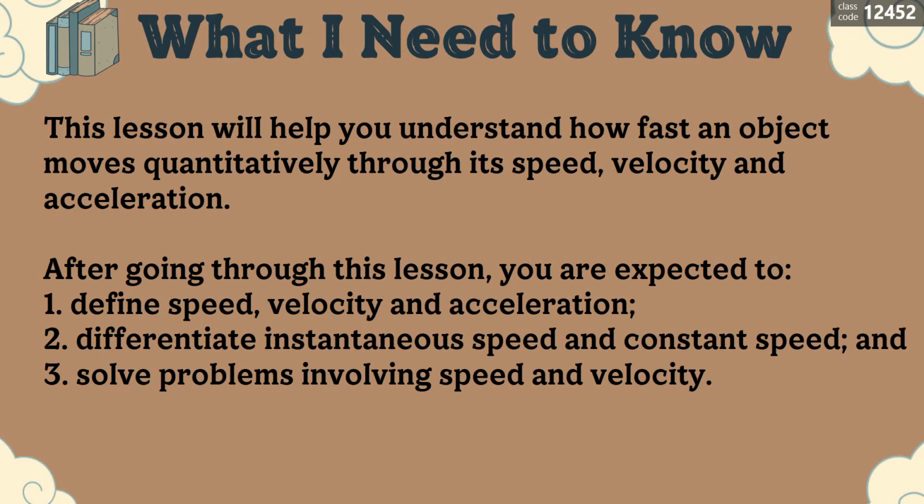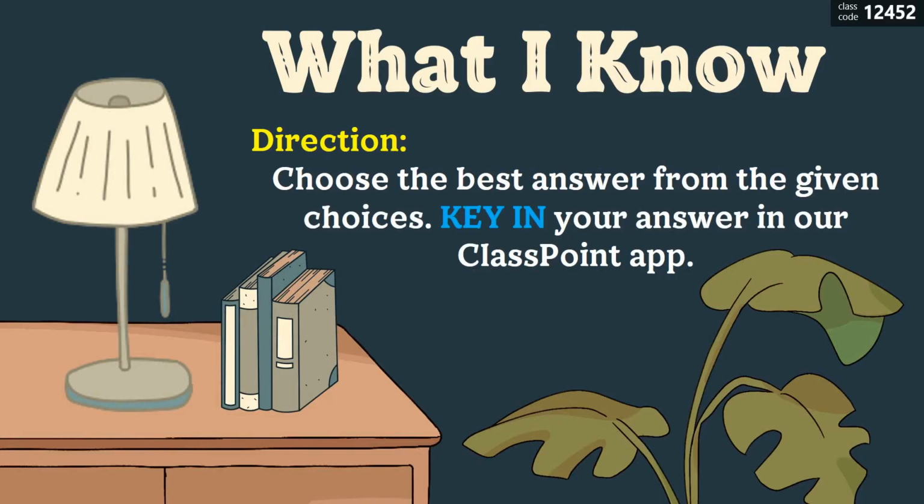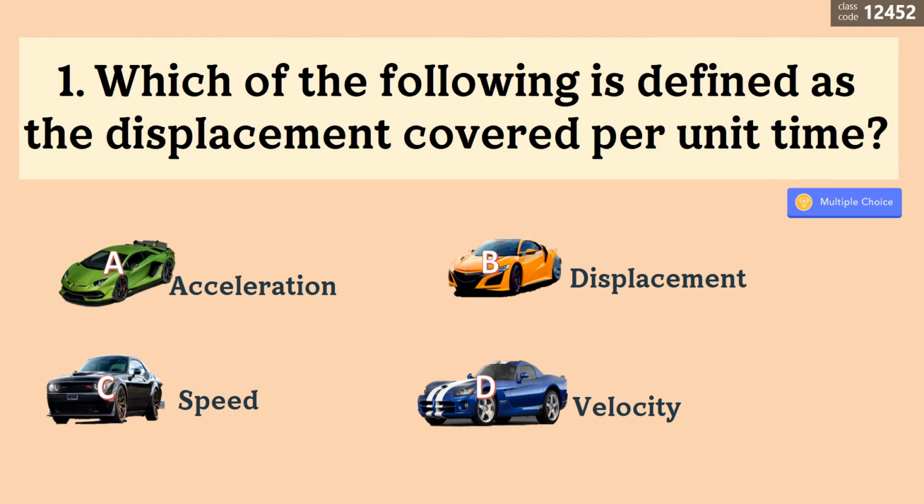After going through this lesson, you are expected to, first, define speed, velocity, and acceleration. Second, differentiate instantaneous speed and constant speed. And last, solve problems involving speed and velocity. What I know. Actually, this is our module review. Direction: choose the best answer from the given choices. Key in your answer in our class point app, and our class code is 12452. Question number 1.